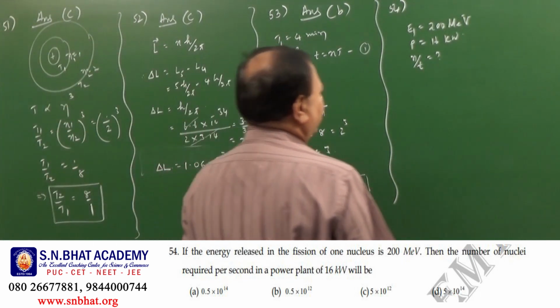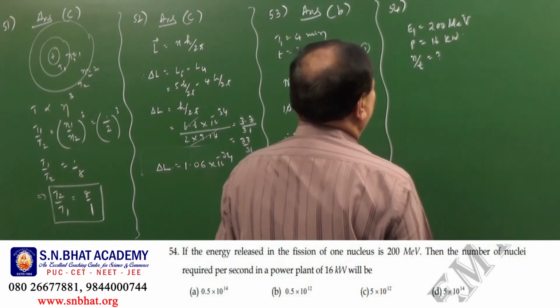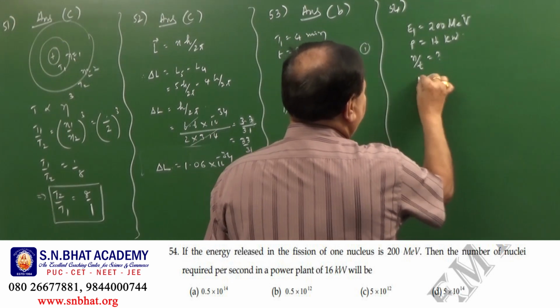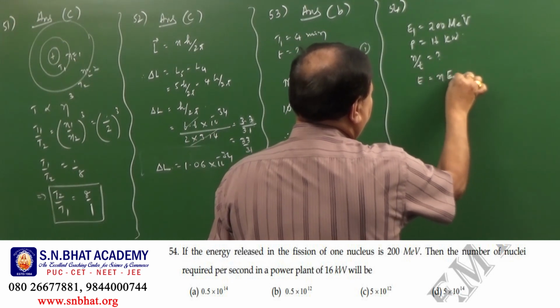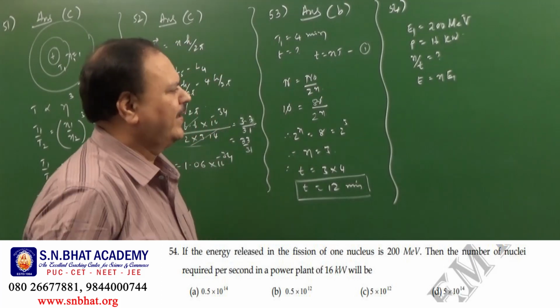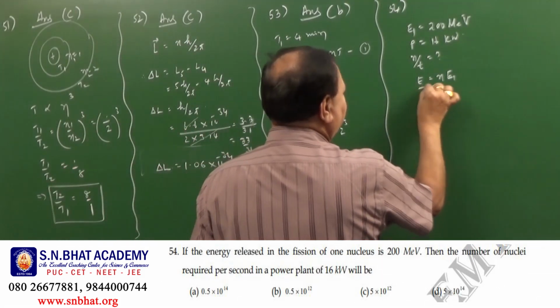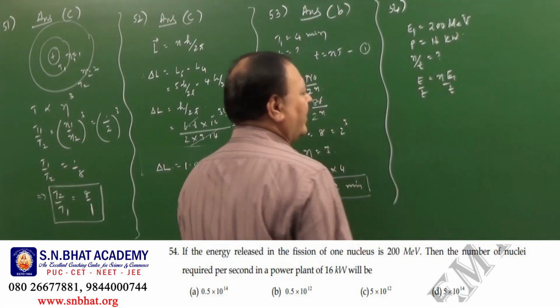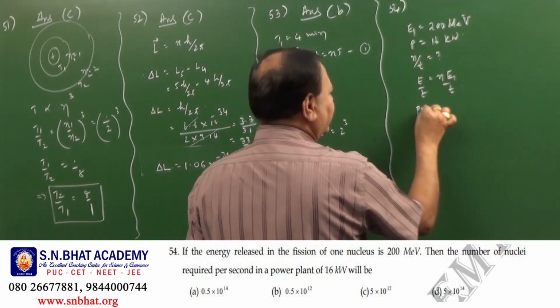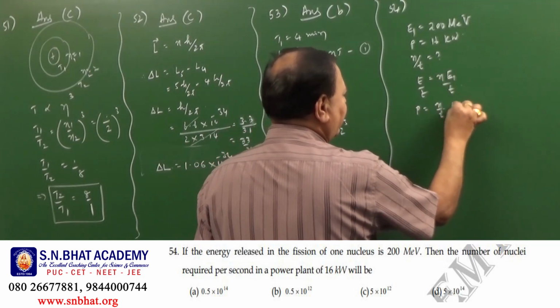You should remember that the total energy released is equal to N into E1. On both sides, divide by time. And this E by T is nothing but the power, and it is N by T into E1.